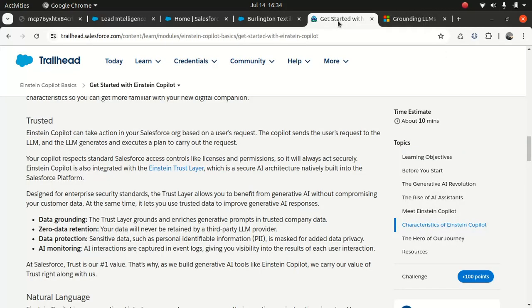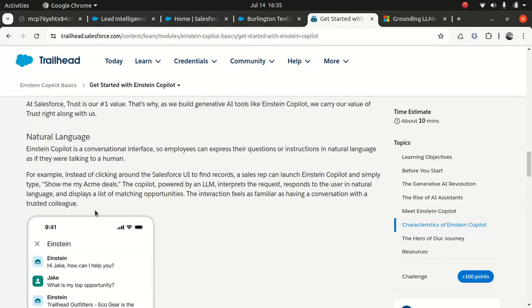Then you have zero data retention, which I already mentioned. That's the case with OpenAI, where if you don't want your data to be retained as part of training their model, you can turn that off. Salesforce makes the same claim: your data will never be retained by third-party LLM providers, which is good if that's true. Then data protection, where sensitive data such as personal identifiers is masked, which is important, and AI monitoring.